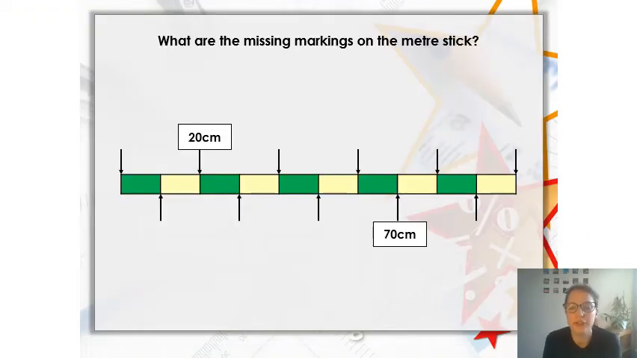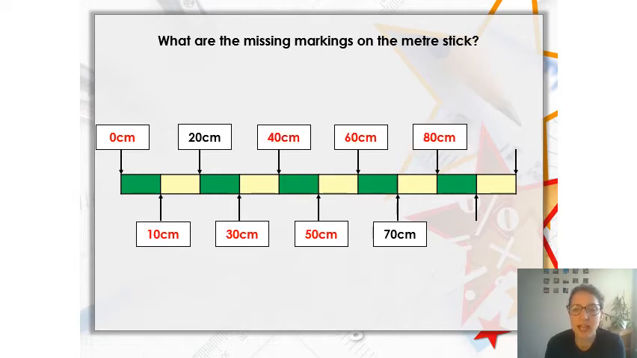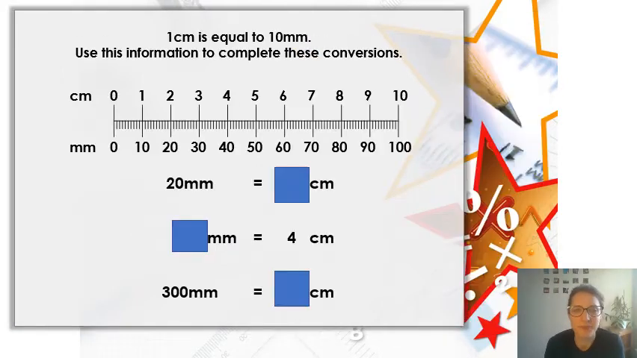Right, can you first of all fill in the missing numbers on this number line? There's some done for you, so can you work out the rest? Pause the video, work out the missing numbers and come back. Right, so let's have a look then. We've got 0, 10, 20, 30, 40, 50, 60, 70, 80, 90, 100 centimetres. And 100 centimetres is the same as how many metres? Same as 1 metre, well spotted.